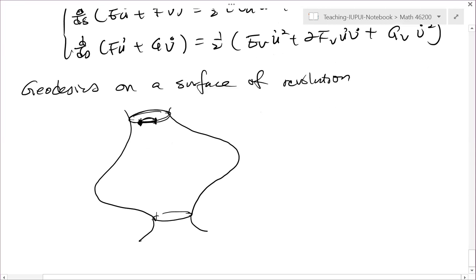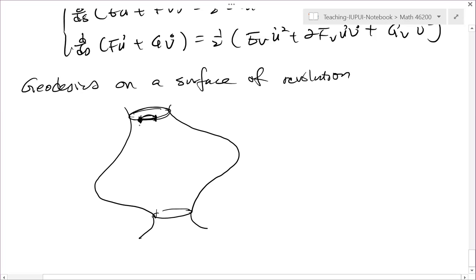Now the difficult part is about the meridian. Why is the meridian a geodesic? Why is the meridian a geodesic? And that's not easy to see, right? Because I think if you draw the picture like that, it's not easy to see.